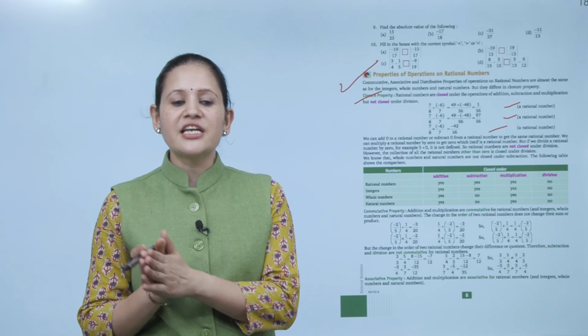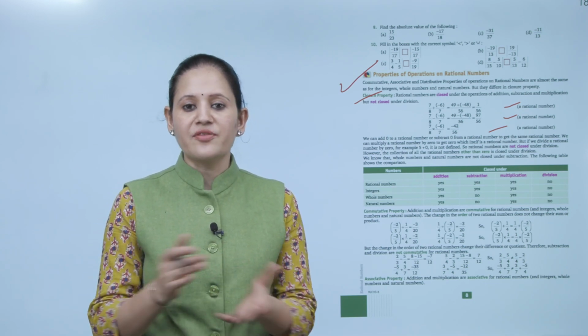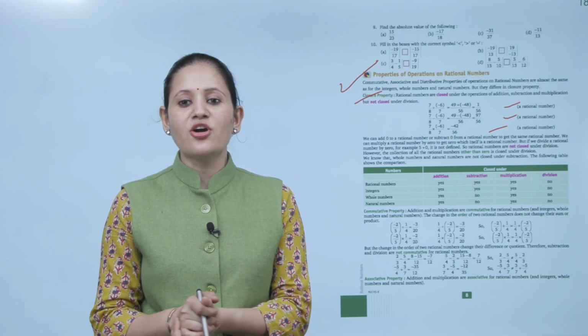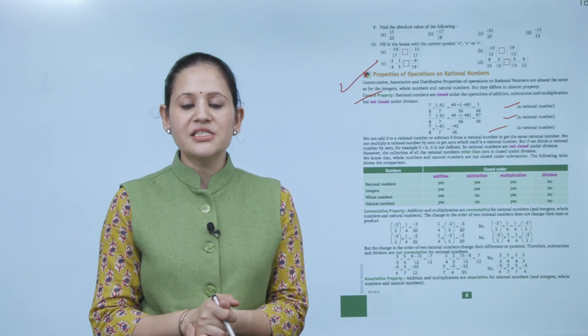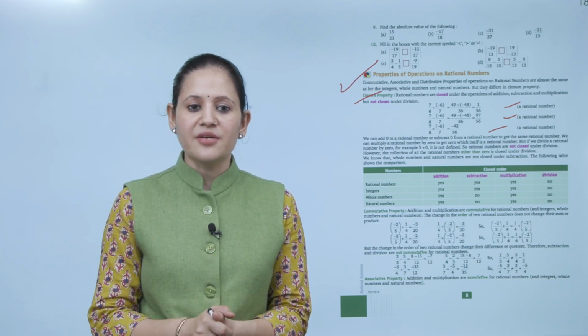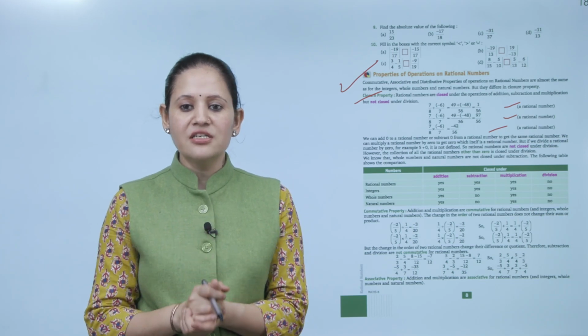But if we divide a rational number by 0, for example 5 divided by 0, that is not defined. So rational numbers are not closed under division. However, the collection of all rational numbers other than 0 is closed under division. We know that whole numbers and natural numbers are not closed under subtraction.